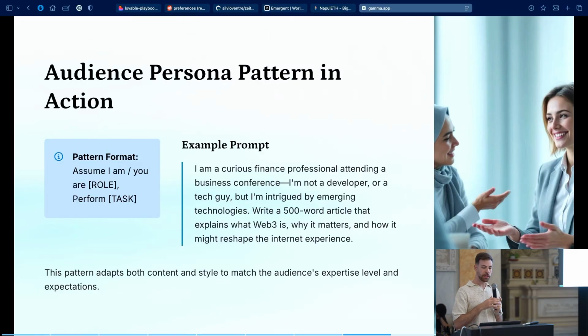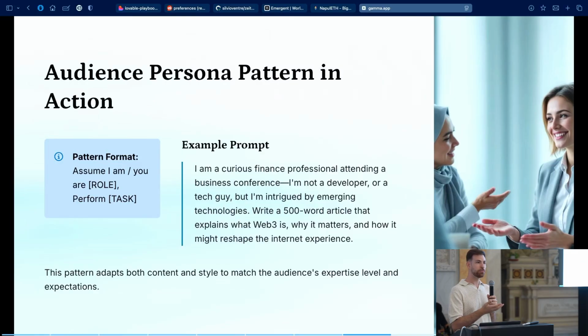This prompt is completely different from another one, for example, just asking what is Web3, which is a prompt, but a really small prompt without context, without information about who you are, what you are looking for. So this pattern is going to have a really effective output compared to the simple question, what is Web3?